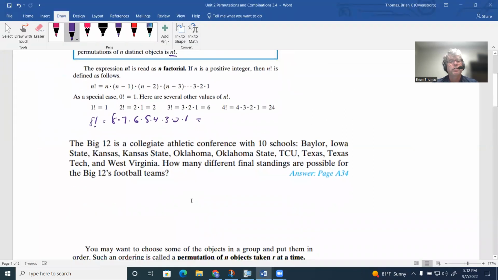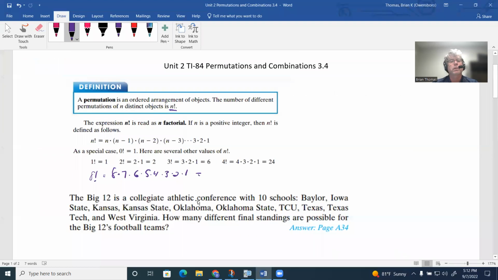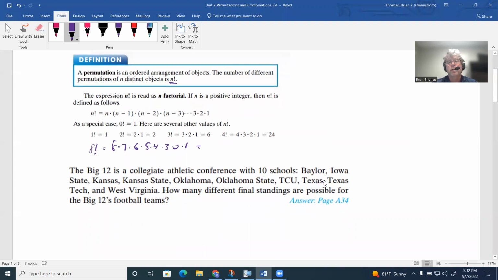So in using permutations, we have, say, this question here: the Big 12 is a collegiate athlete conference with 10 schools. So that's Big 12 has 10 schools in it. The schools are Baylor, Iowa State, Kansas State, Oklahoma State, TCU, Texas Tech, and West Virginia. So we have all those schools. So the question is, how many different final standings are possible from these Big 12 football teams?